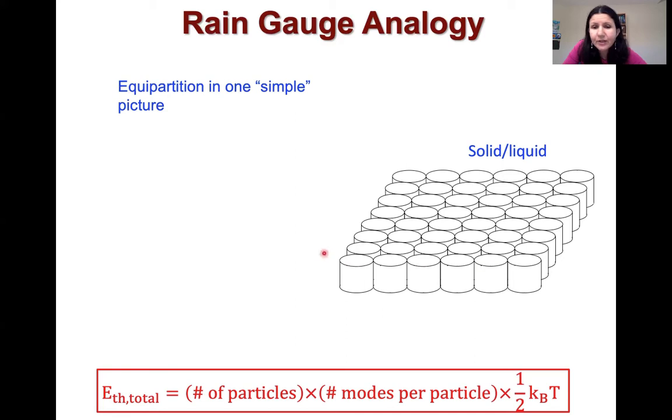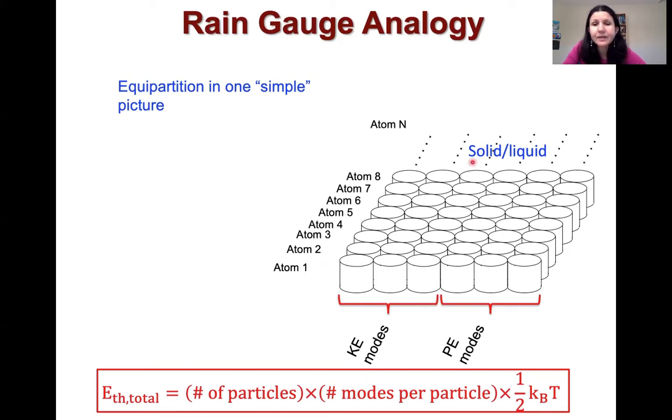So each row here represents an atom within our solid or liquid. For each one of those atoms, there are 3 kinetic energy modes and 3 potential energy modes that have to do with those random vibrations. So this is, let's say, atom 1 in our solid, atom 2, and so on, all the way to n atoms.